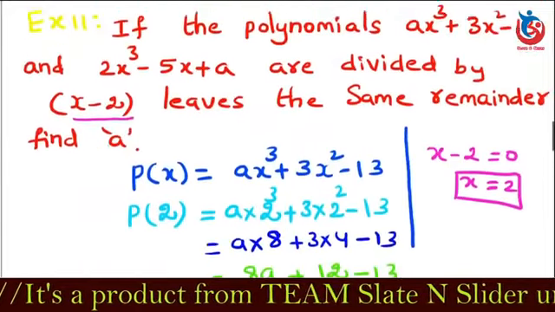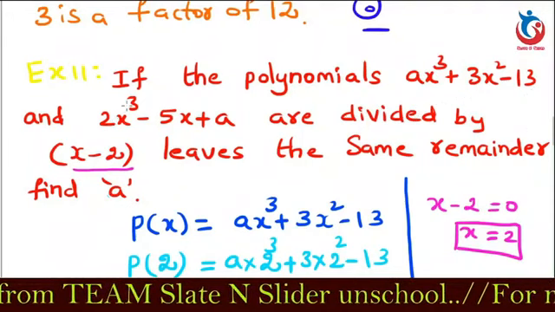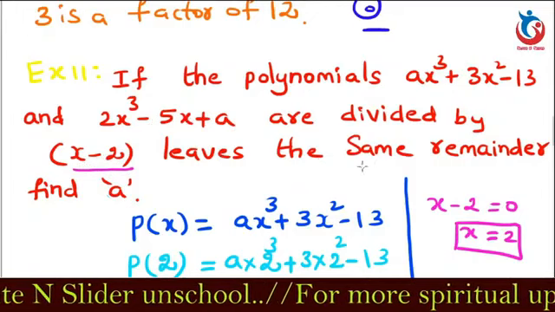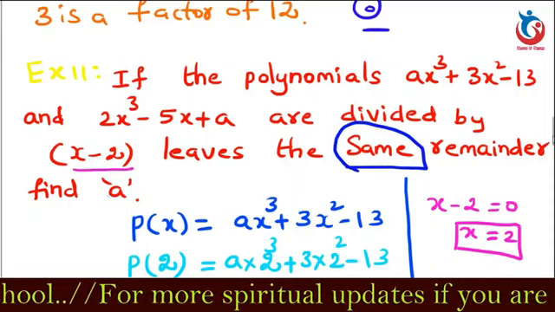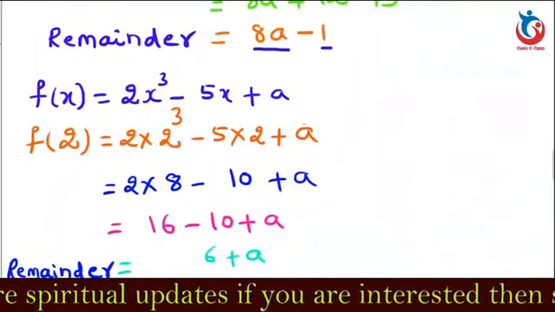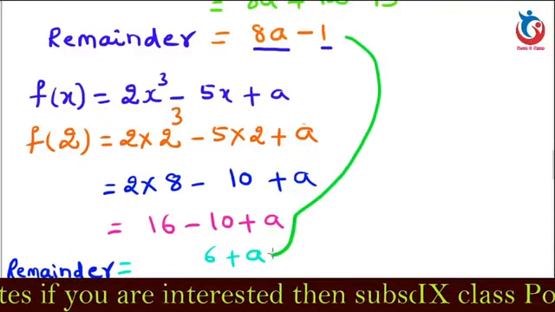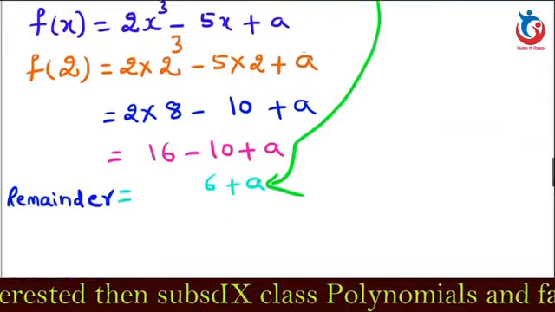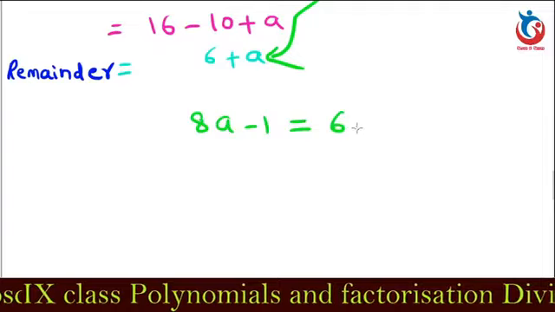According to the question, see the question. If the polynomials x cube plus 3x square minus 13 and 2x cube minus 5x plus a are divided by x minus 2 leaves the same remainder. Yes, here is the word same. So it means both the remainders can be equated. So both the remainders are equal. So just equate these two. Equate. So 8a minus 1 is equal to 6 plus a.